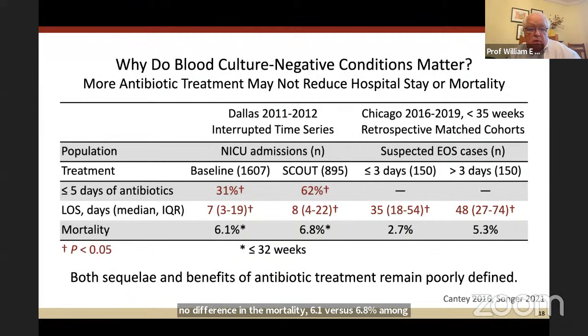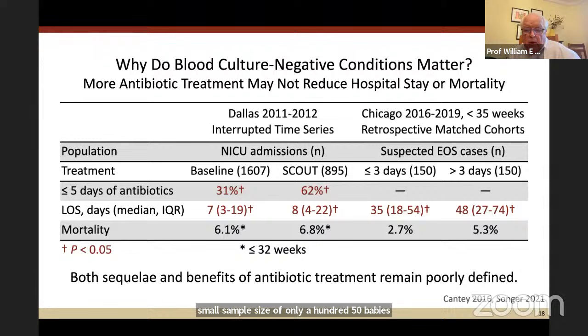In a second series that is a little bit more current temporally, 2016 to 2019, of infants less than 35 weeks in Chicago, they looked at retrospective matched cohorts, and they compared babies with suspected sepsis who were exposed to antibiotics for less than or equal to, or more than, 3 days. And they found that the babies with the longer exposures had longer duration of stay, 48 versus 35 days at the median. And they also found that the mortality was about double, but because of their relatively small sample size of only 150 babies, that was not statistically significant.